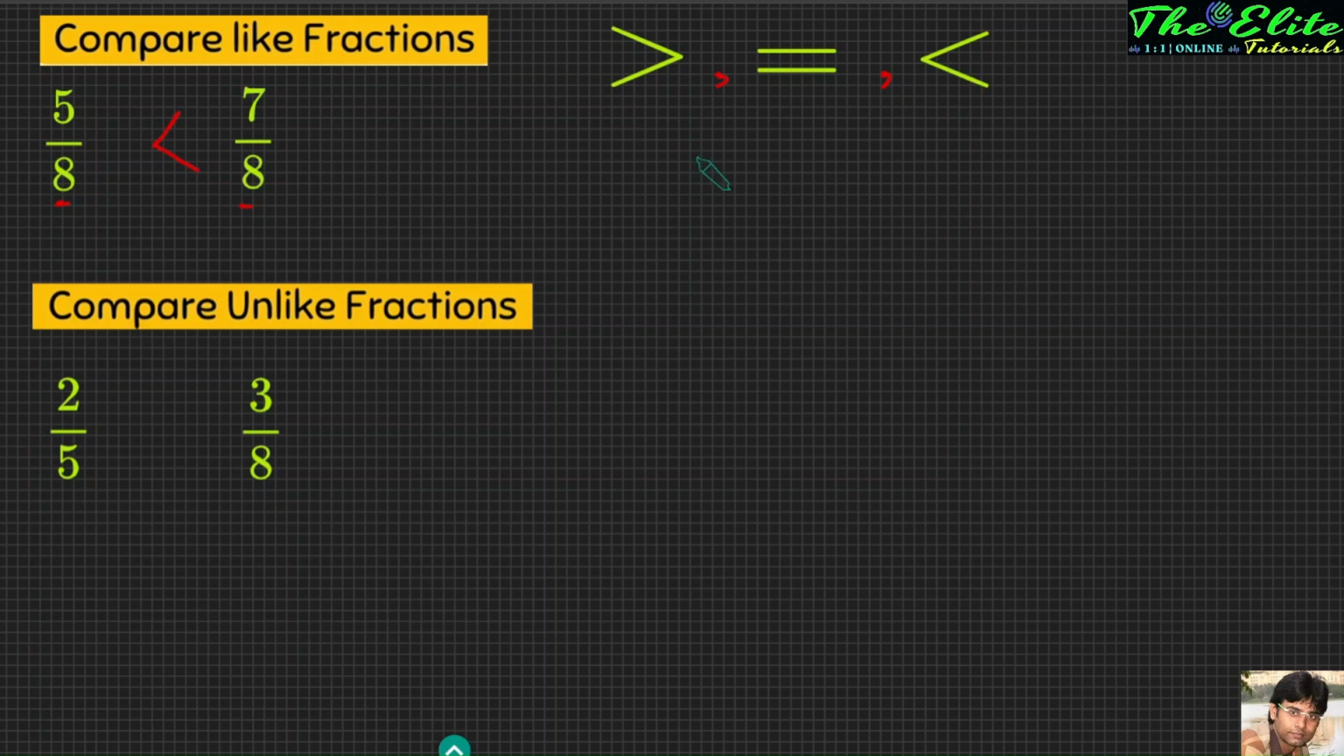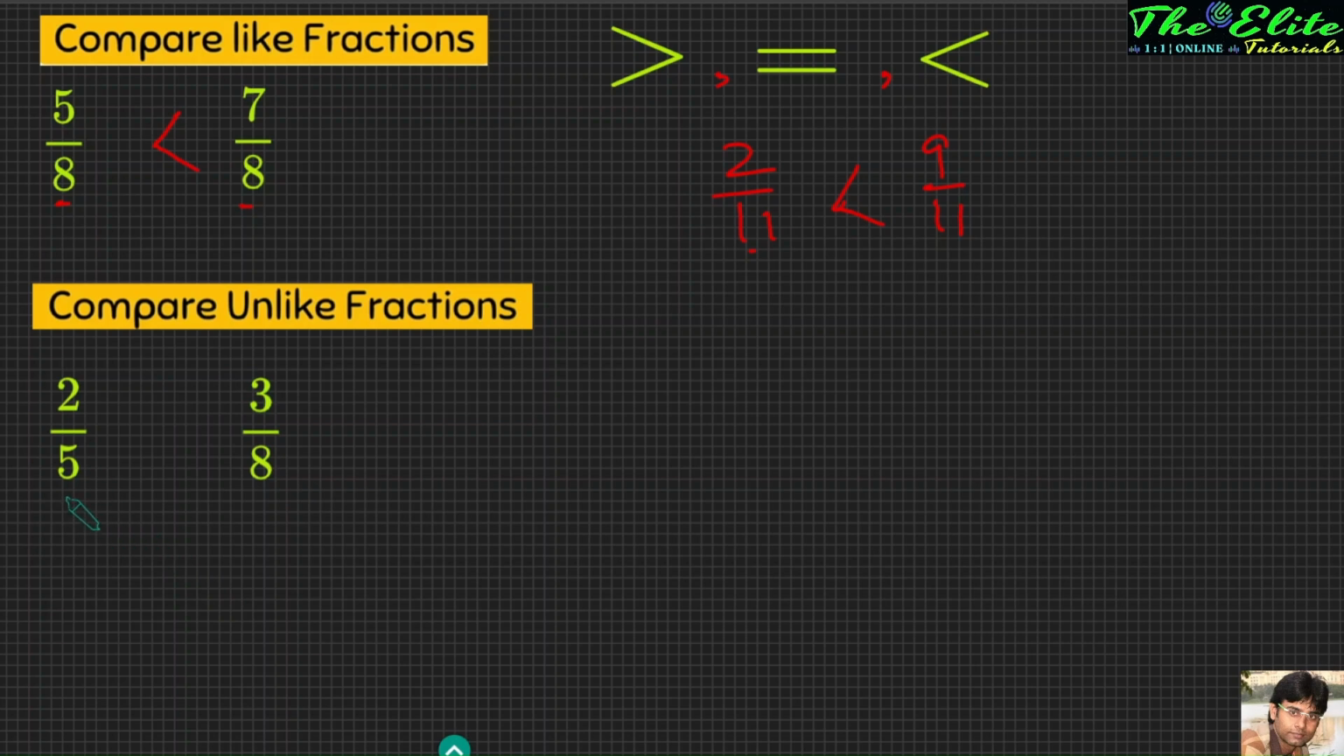Likewise, if I give you more examples, for example, 2 over 11 and 9 over 11. Quite obvious, 11 here, 11 here. The denominators are the same, so whichever numerator is smaller, that fraction is going to be smaller. Whichever numerator is greater, that fraction will be greater. So these are like fractions. So comparing like fractions is very easy. Okay, a little bit more difficult could be comparing unlike fractions.